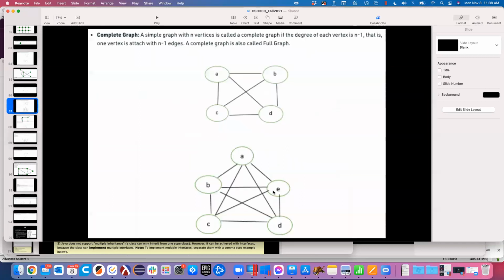This is just another example of a complete graph. In this case, there's 5 vertices. So 5 minus 1 is 4. Every node visits 4 other places. Again, complete graph.